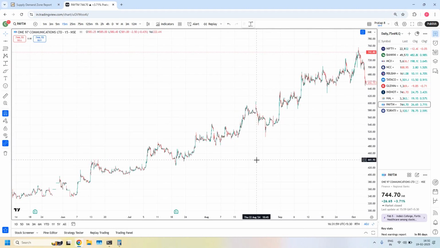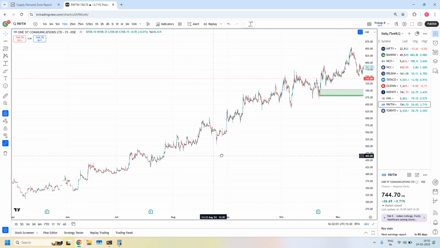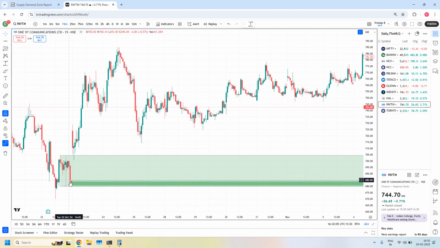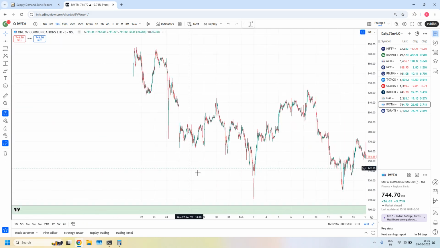Where is it? Okay. See here, we have a drop, you have a base, and then we have a rally with a hidden body. Drop, base, rally. And this 15 minute zone is again fine-tuned with the 5 minutes time frame.